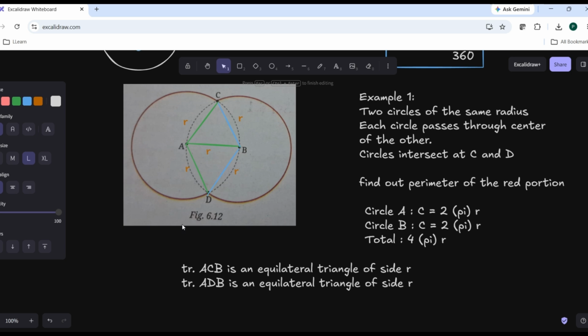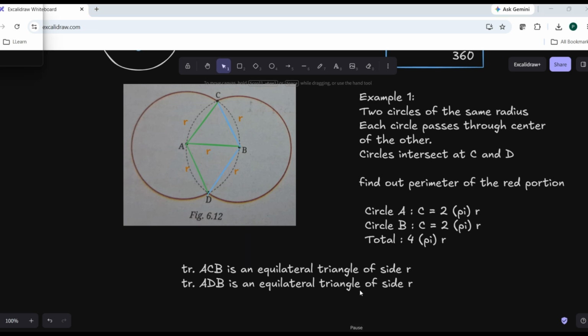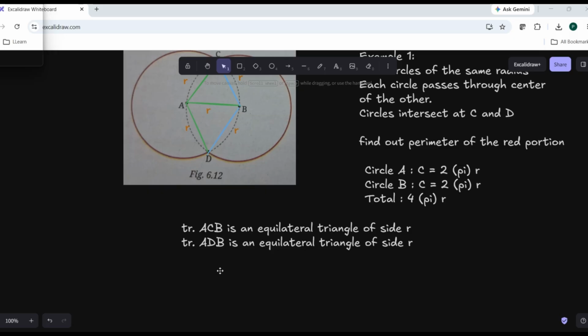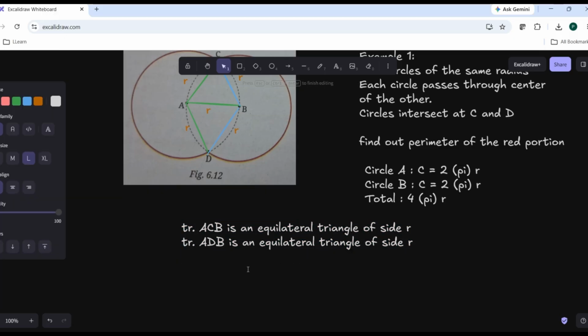So we know the property of an equilateral triangle. What is the property of an equilateral triangle? For an equilateral triangle, all angles are equal. Each angle is how much? The sum of all three angles is 180 degrees. All angles are equal, so 180 by 3 is 60 degrees.